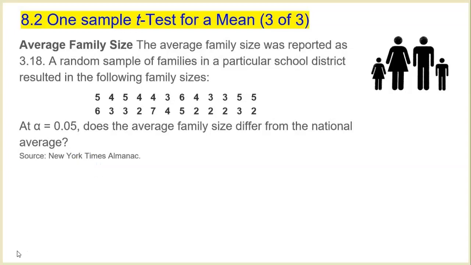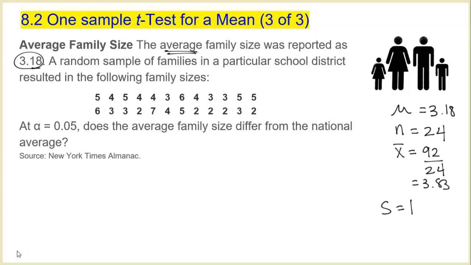So with that, we still want to be able to identify the important information. The population average, 3.18. The sample size, we have to count these values and we get 24. The sample mean, if you add all those numbers together and divide by 24, you get 3.83. And then I've calculated this already. I'm not going to write the formula again, but I've calculated the value, 1.43.